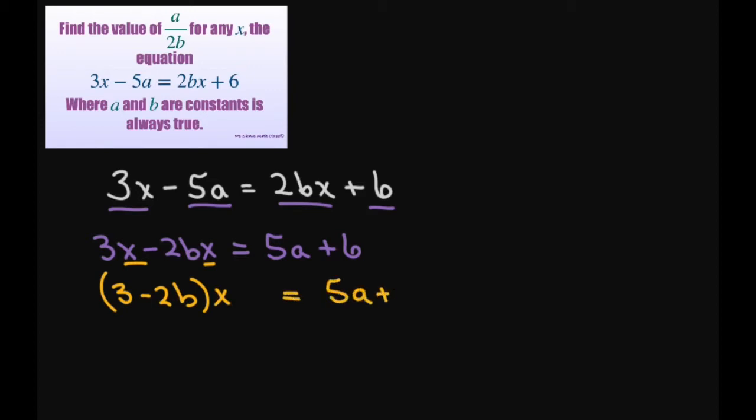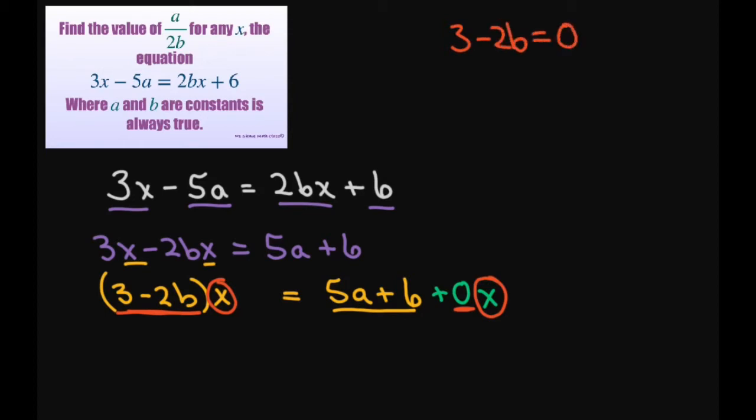5a plus 6. Now if you notice, we don't have an x on this side of the equation, but I could write one here as plus 0x. So when I say equate coefficients, I mean we're equating these two together because they both have x. All right, so we're going to write 3 minus 2b equals 0.